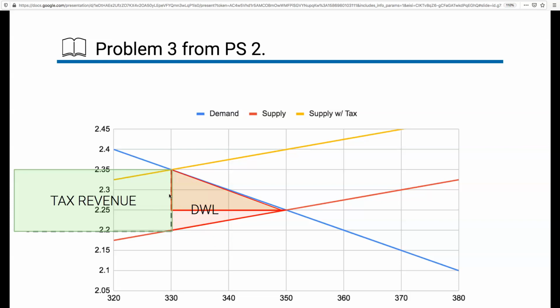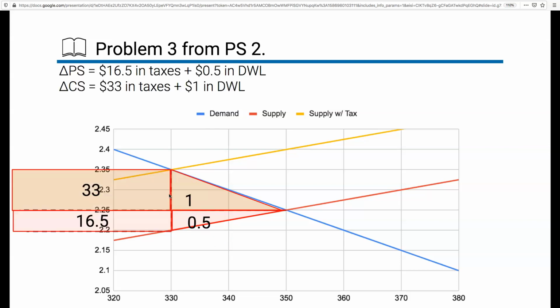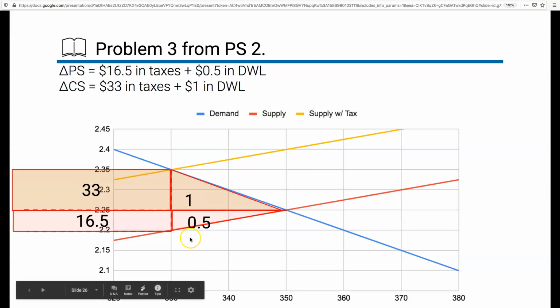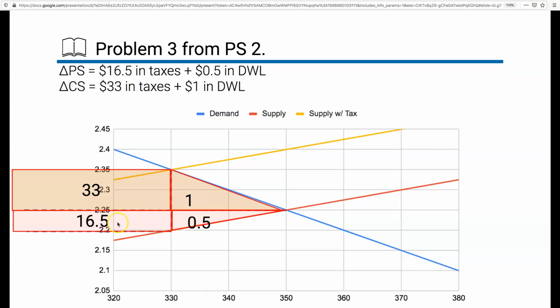And given our calculations, we can be more precise about what's going on in this picture. So going back to producers and consumers, producers are losing $17 million per month total, 16.5 of which are going to the government in the form of tax revenue, and half is deadweight loss in the form of foregone value from trades that did not happen. Consumers, on the other hand, lose $34 million total, 33 of which goes toward the government in terms of the tax revenue, and 1 is the waste of the trades that did not happen.